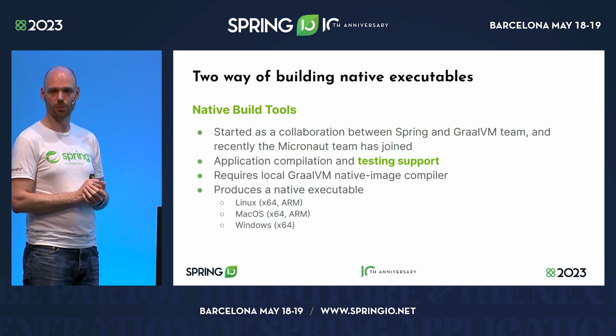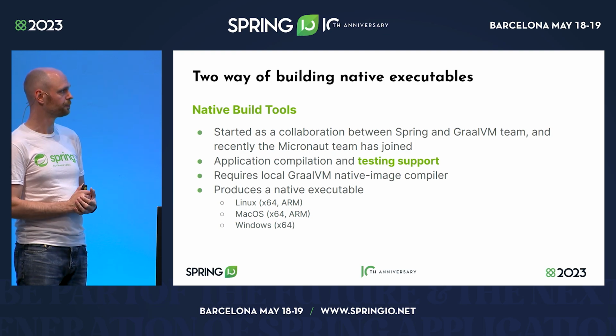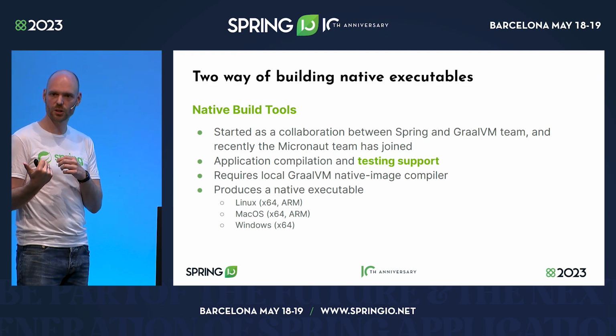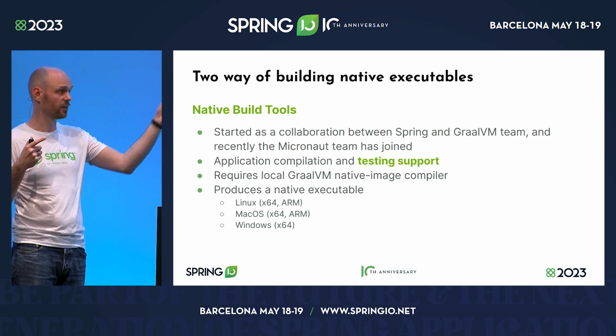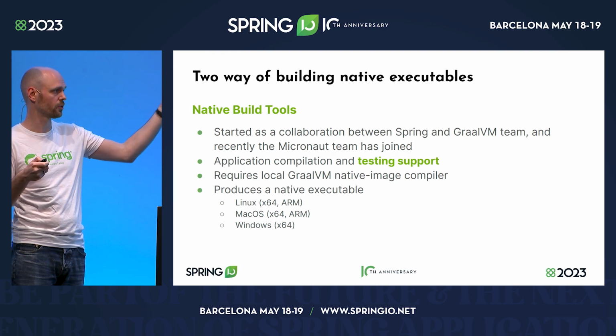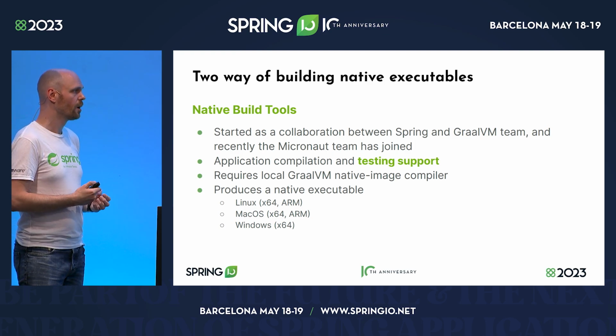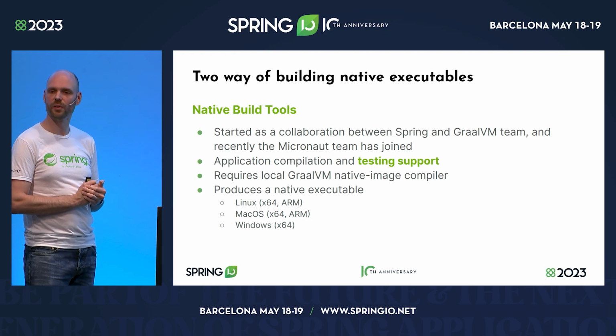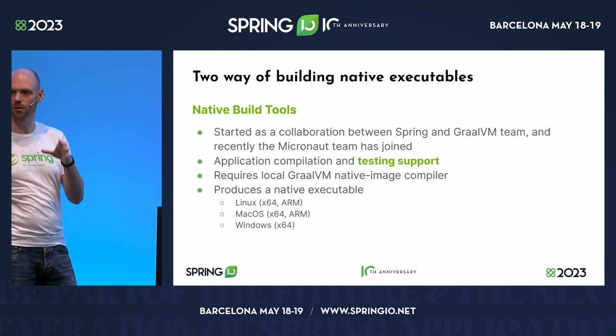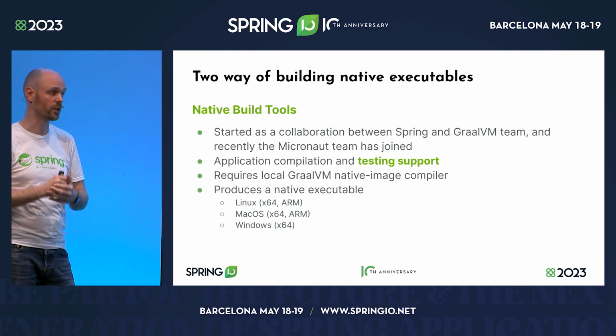And recently the Micronaut team has joined. Okay, so they're using that stuff too. You can compile your application and you can test your application. So the test thing which I showed earlier, it's possible with the native build tools. But it requires a local GraalVM compiler. Okay, so you need to install a GraalVM distribution on your machine.